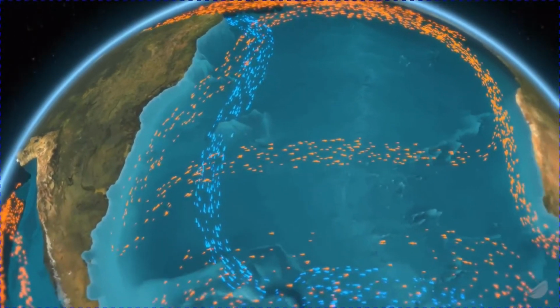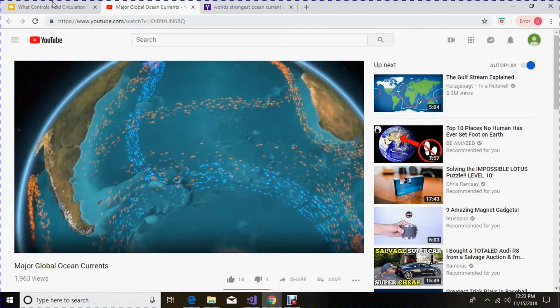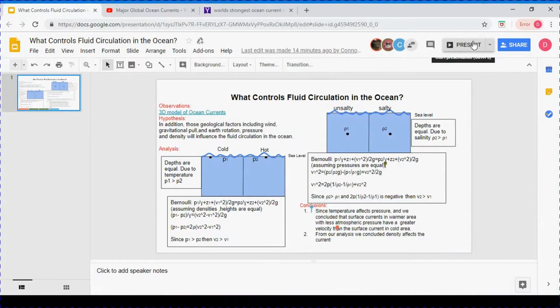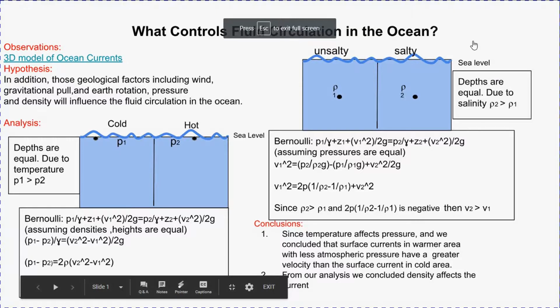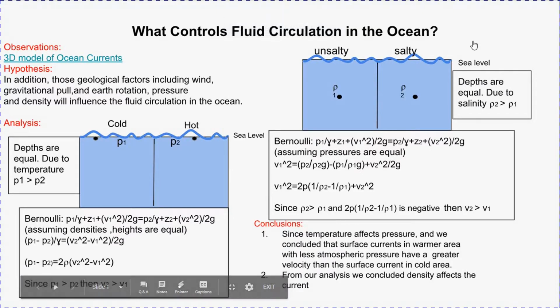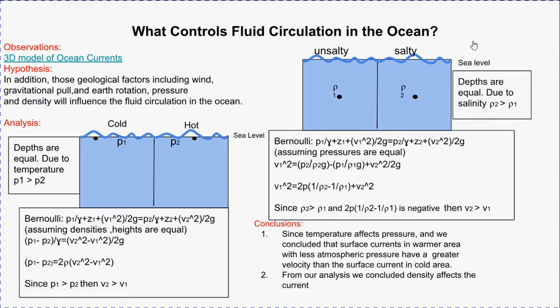We prove this by deriving the following equation. From the equation, we built two models, one for the surface current and one for the deep ocean current. The first one is for the surface current. We set up a cold area and a hot area with different atmospheric pressure, and we assume the height and density are equal in that situation.